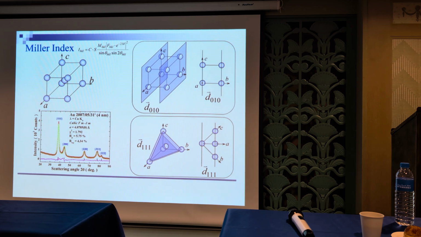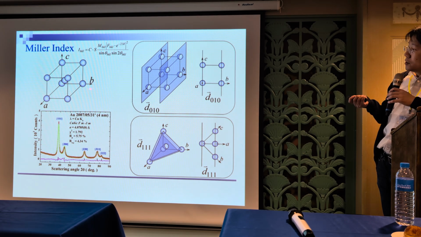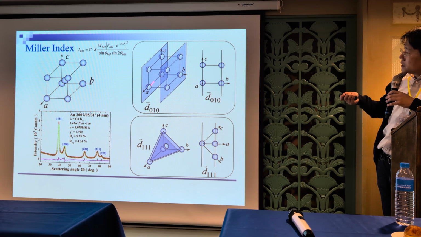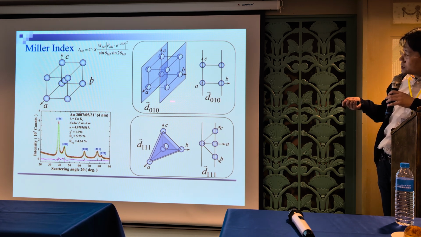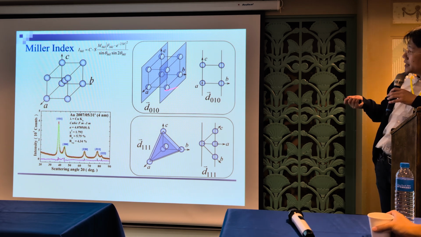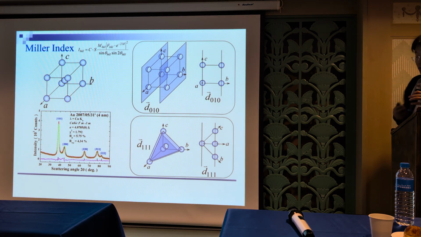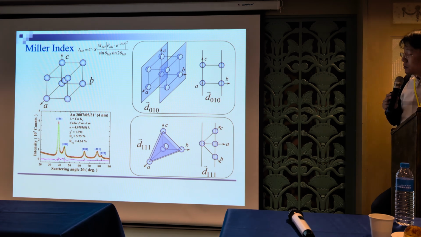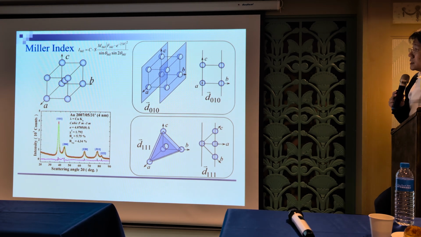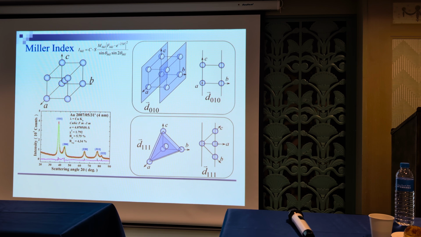If you want to analyze the diffraction data, you must know what a Miller index is. The Miller index is the normal direction of the crystal planes. For example, this is the crystal axis along a, b, and c. If we form a plane like this, we call this plane the 0, 1, 0 plane. And in this case, this is the 1, 1, 1 plane. So if you want to analyze your powder diffraction data, you need to know the basic idea of the Miller index.